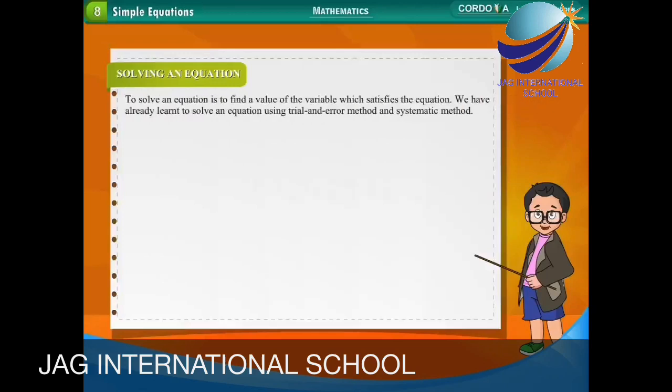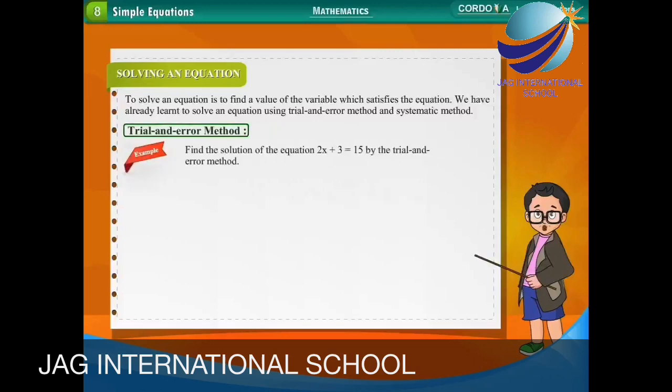Solving an equation. To solve an equation is to find a value of the variable which satisfies the equation. We have already learned to solve an equation using the trial and error method and the systematic method. Trial and error method. Examples. Find the solution of the equation 2x plus 3 is equal to 15 by the trial and error method. Solution. The given equation is 2x plus 3 is equal to 15. LHS, 2x plus 3. RHS, 15.